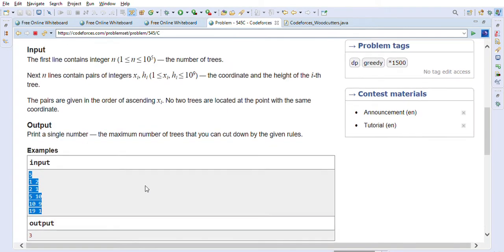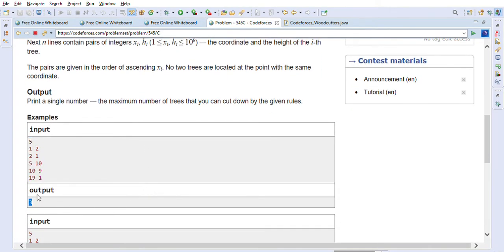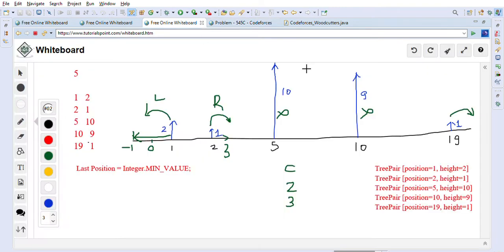3 are the trees that we can fall basically. So let's take a look. In the output, you will see 3 trees. As I mentioned, as we walked through the example, these are the 3 trees we can fall. So we solved this problem visually.